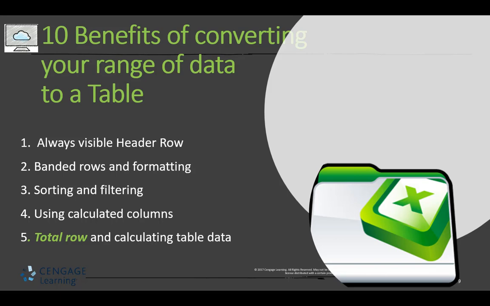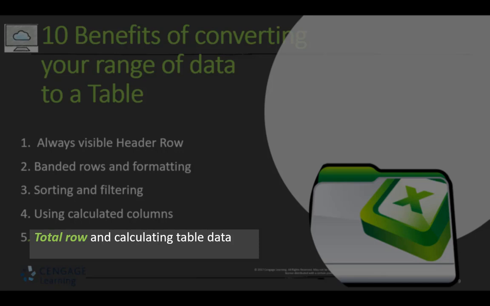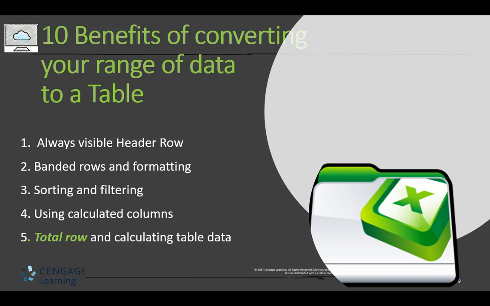There are 10 good reasons here to do this. It will allow the header row to be very visible. It allows for banded rows and formatting. Now, a banded row is when we change the color slightly for every other row in the table so that it's easier to read through the list of rows or records. We can do sorting and filtering. We can use calculated columns. A great benefit is the total row ability that allows us to do calculations on the table data.